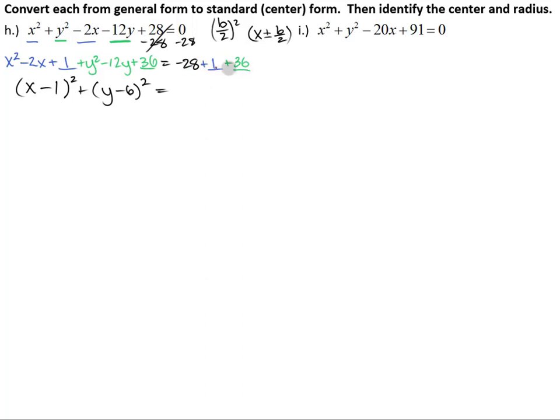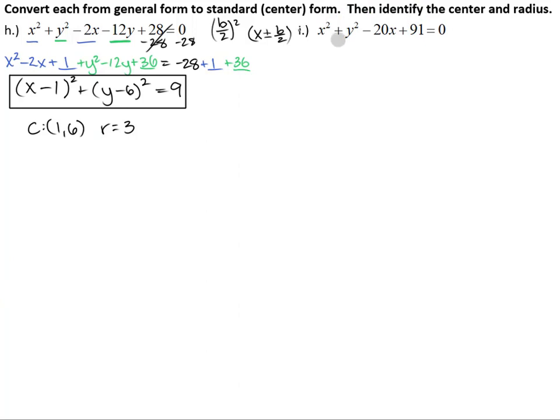Now on this side, we do need to add these up. Let's see, 37 minus 28 is 9. And check this out. We did it. We are in standard form. And now I could tell you lots of things about this circle, like its center is at 1, 6. And if this is my radius squared, the square root of 9 is 3. My radius of that circle is 3.